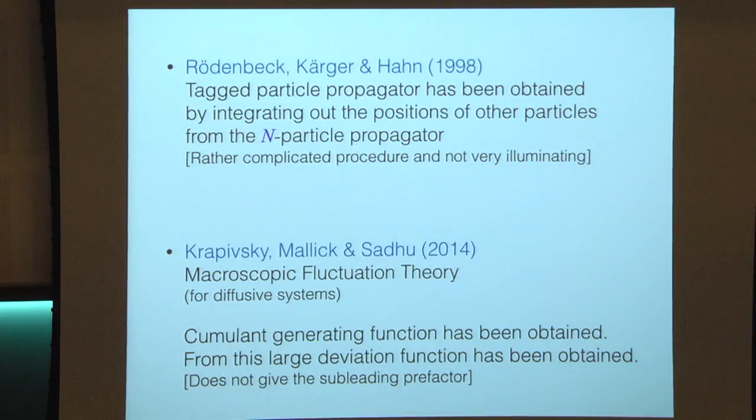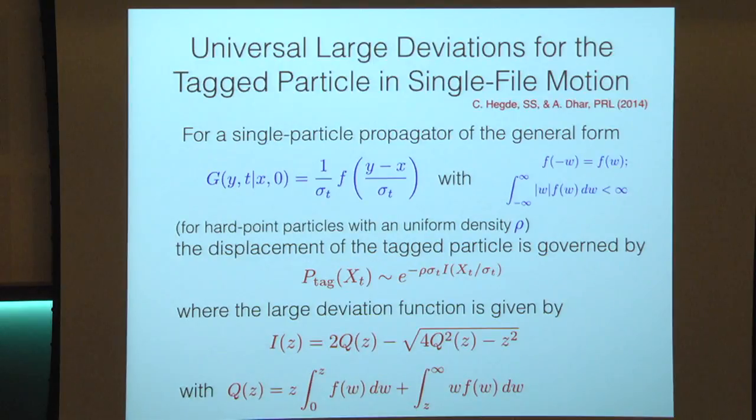And then there's another study I have already mentioned by Kiran Tridib and Paul Krapivsky. They again compute this probability distribution using macroscopic fluctuation theory. But we all know that macroscopic fluctuation theory only works for diffusive systems. And for diffusive hard point particles, they can compute this large deviation function, basically whatever we have. But with our approach, we can go beyond, and not only the large deviation function, we can also get the prefactor correction to this large deviation probability formula. Okay, so let me just give you the result before I go forward.